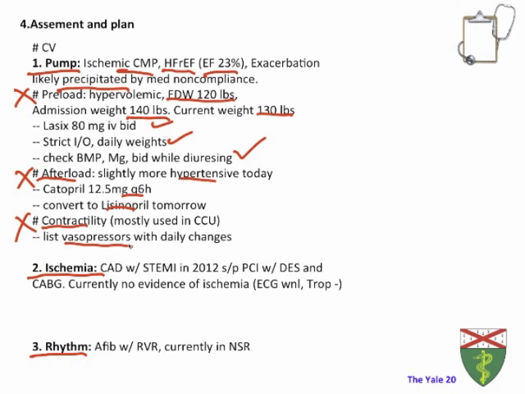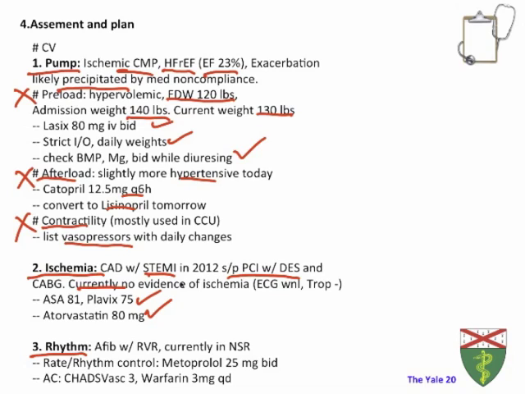Second issue is the ischemia. You want to mention, did this patient have a STEMI or an NSTEMI? What was the intervention at that time? And does the patient currently have any evidence of ischemia? Want to make sure the patient is on the right antiplatelet therapy, on a statin, if a patient had a heart attack or a cardiac event.